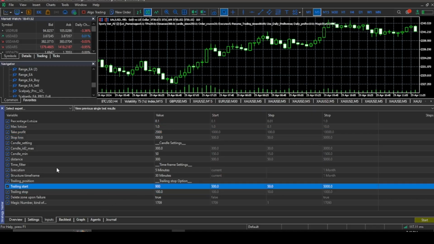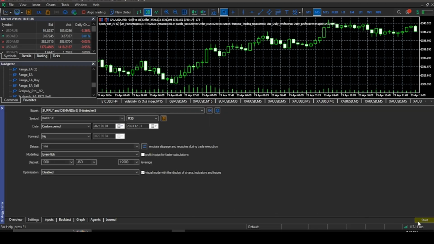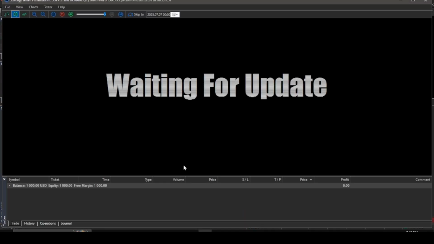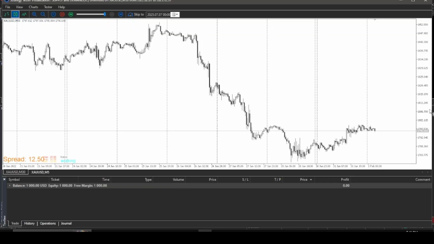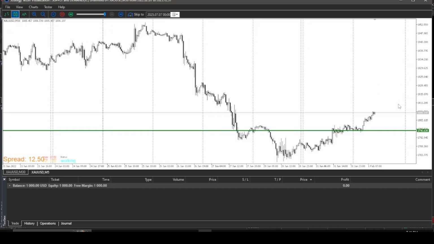All right, so let's begin. Let's proceed and test and see how this trading robot performs. All right, so this is our first demand zone. You can see the robot has plotted the demand zone and it's labeled as demand zone. Let's proceed.